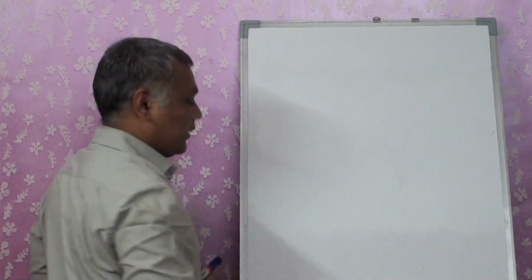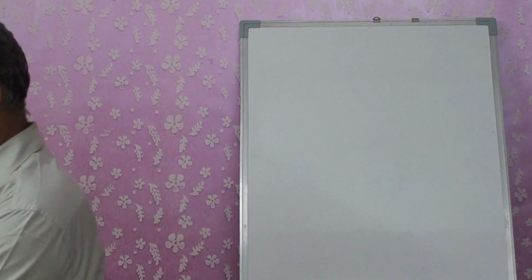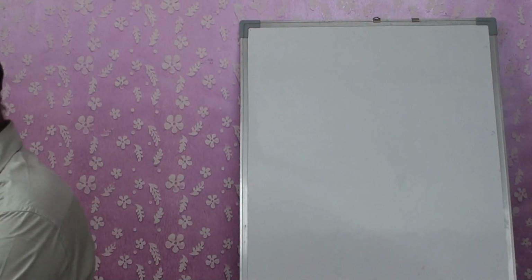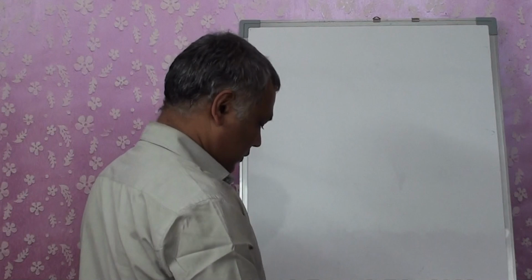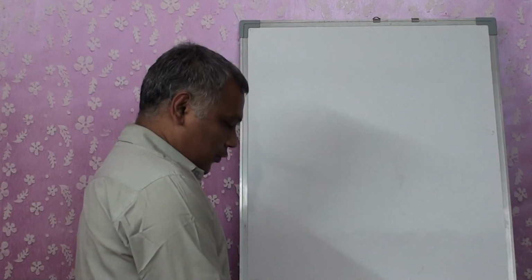Okay, let's go for the next one. The next numerical we have been given: the equilibrium constant for the reaction.